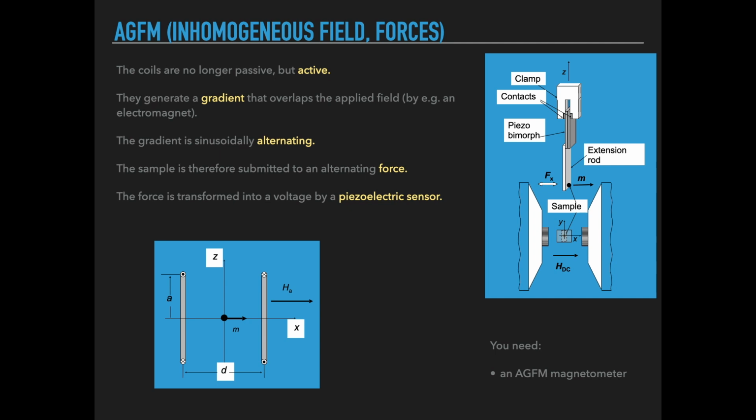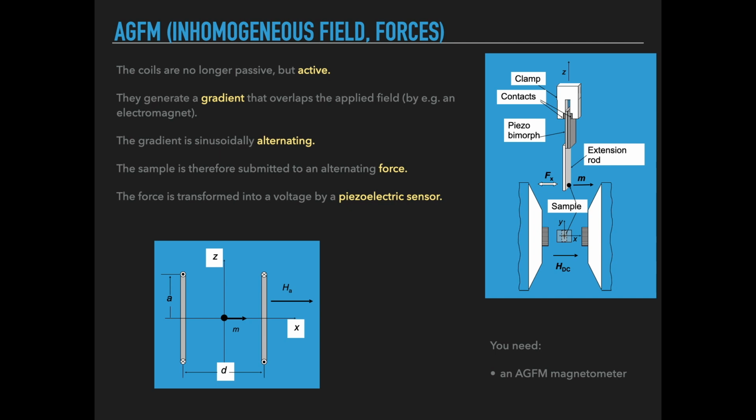Alternating gradient force magnetometers instead use the force to which a magnetic dipole is subjected when inserted into a volume of non-uniform magnetic field. In order to generate a non-uniform magnetic field, that is, a field with a gradient, first of all, a uniform magnetic field is generated with an electromagnet. Then, on top of that, two coils are used no longer as sensing coils, but as active coils. They are driven with different current intensities so that they overlap to the static magnetic field generated by the electromagnet a non-uniform magnetic field, giving a gradient.